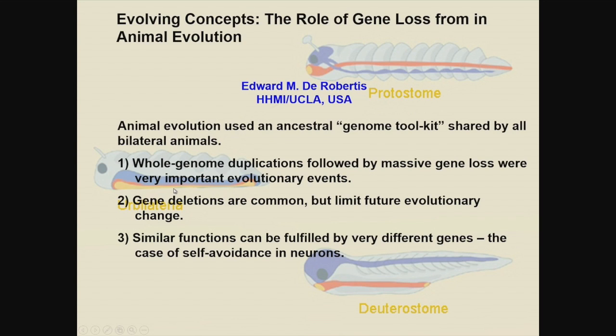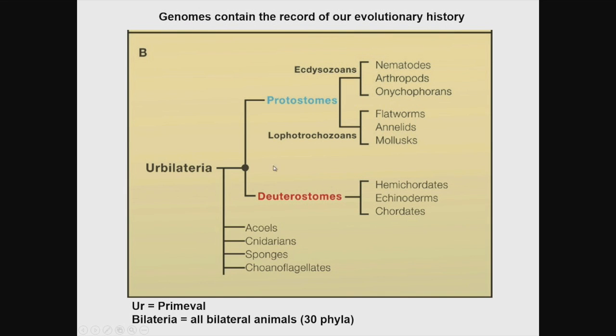First, that whole genome duplications followed by massive gene losses were very important evolutionary events. Then, the gene deletions are common but limit the future of evolutionary change. And then, not to leave you the impression that we are just losing genes, I will tell you that very similar functions can be fulfilled by completely different genes, and we will put the case of the self-avoidance in neurons, which are very famous.